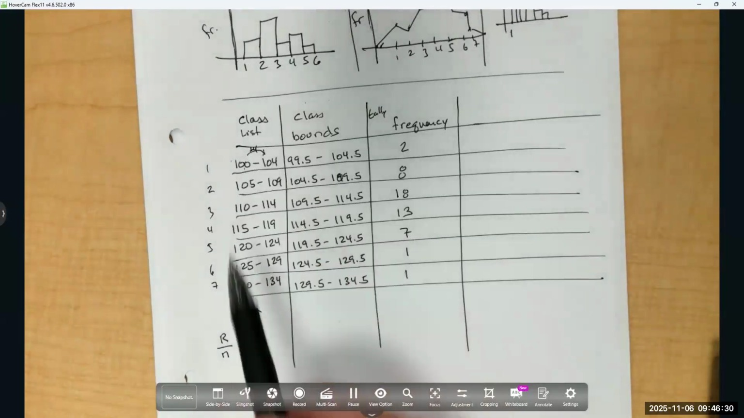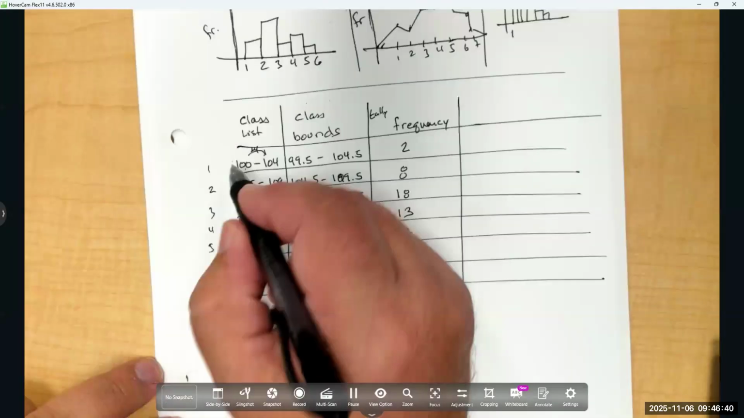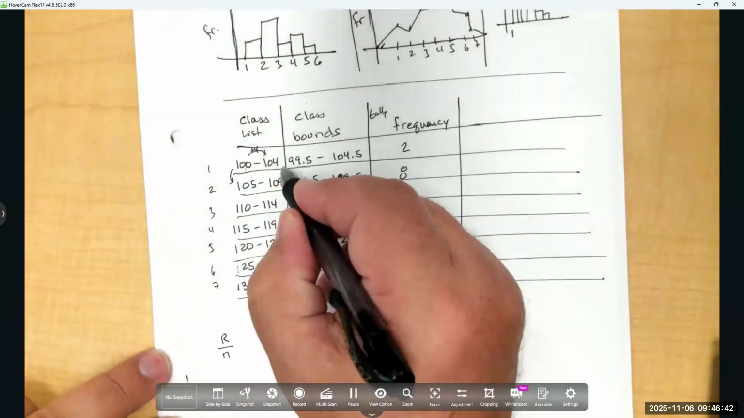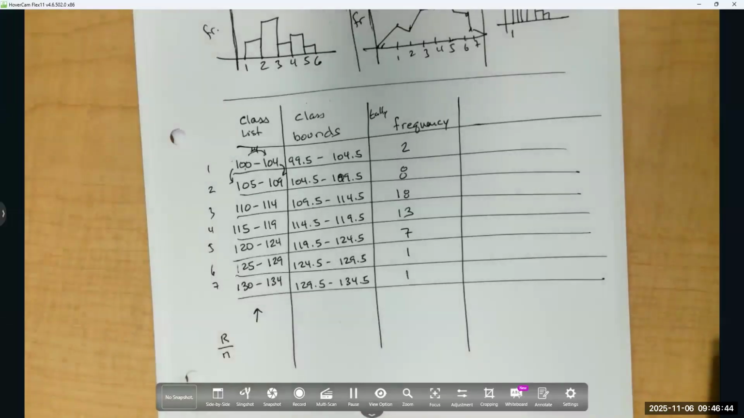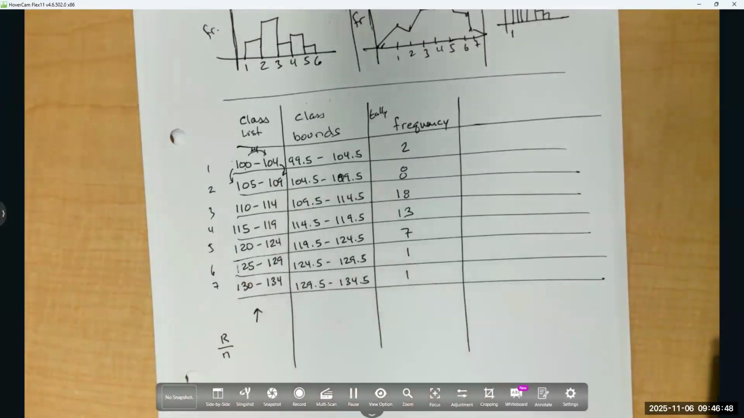100 plus 4 is 104. How many numbers are there in there? 5. Why is it 5? It's 100, 101, 102, 103, 104. So from there, we know that both of these numbers, the upper bound and lower bound, if we add 5 to those, we get to the next one. So that's how we create our sets.